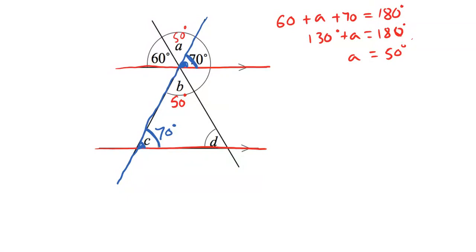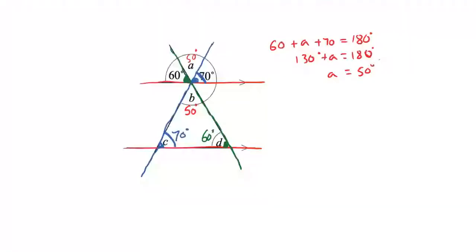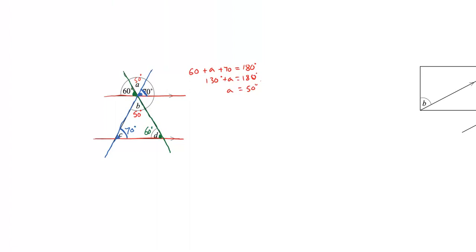So C is 70, and now if we consider this line I'm now shading in green, what do you think D is? Well, D is that angle there because, look, it's the modeling of exactly the same situation where the red intersects the green, both at the top and the lower. So D is going to have to be 60 degrees. So, in summary, A and B are both 50, and then C is 70 and D is 60.